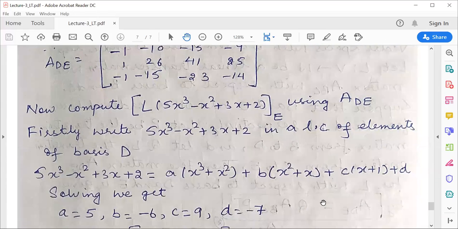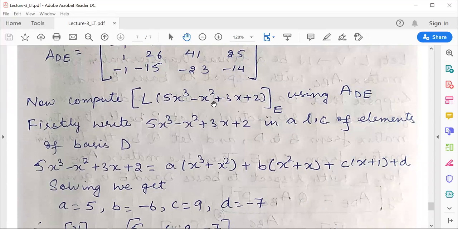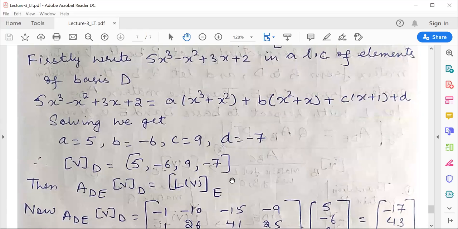Now next is to compute the coordinate vector of this particular V with respect to the ordered basis E using the matrix ADE. So firstly, we will write this as a linear combination of elements of D. That means you can write it like this. Solving this, we will get the coordinate vector for this given V with respect to the ordered basis D, which comes out to be 5, -6, 9 and -7.